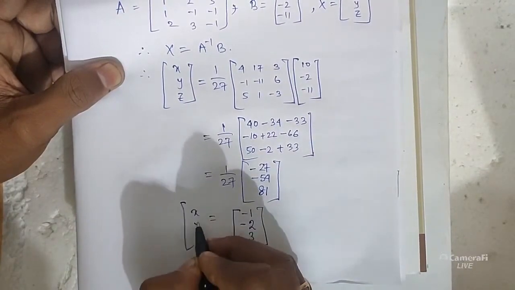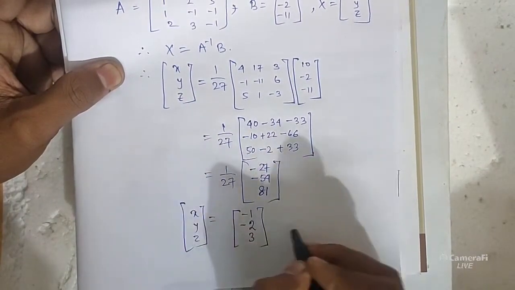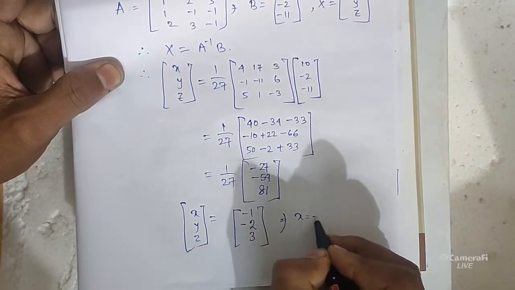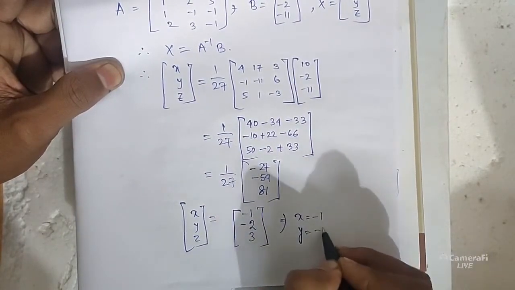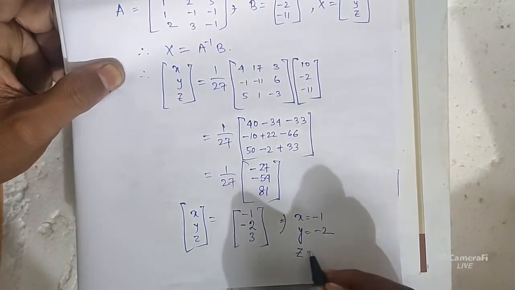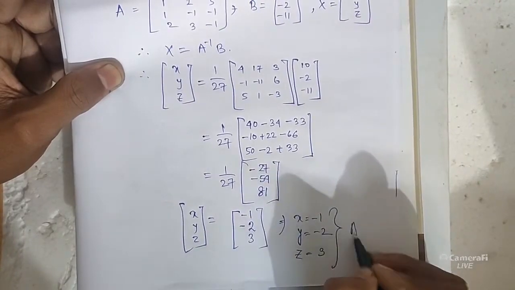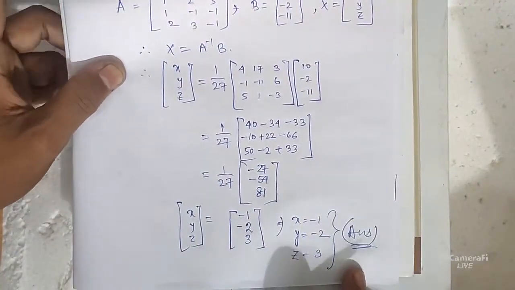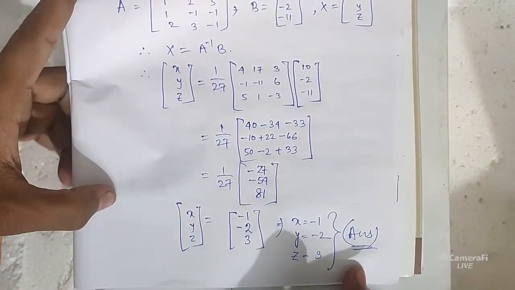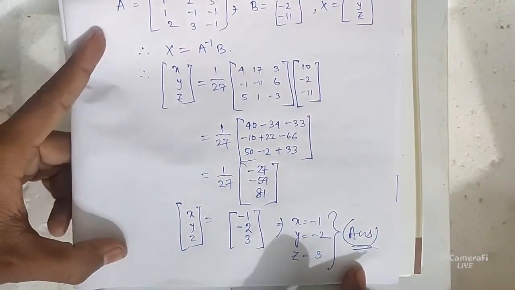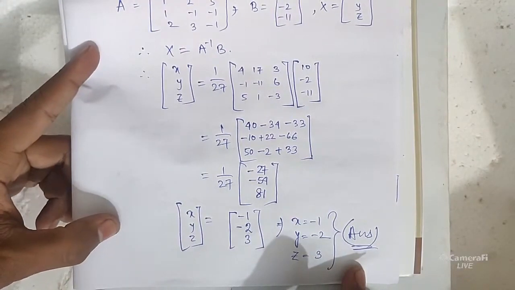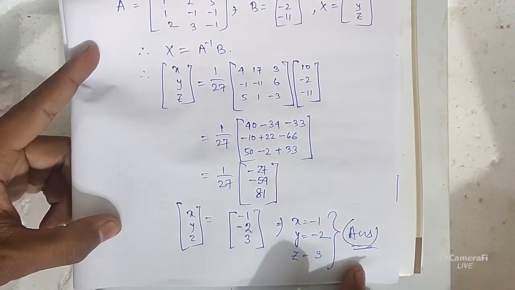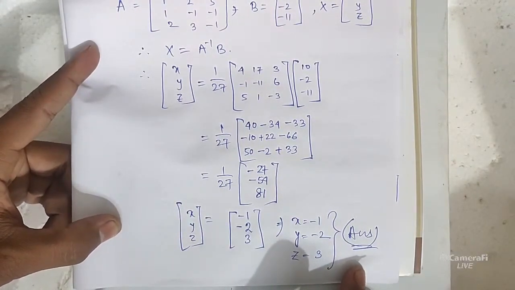That is x, y, z is equal to this, which implies x equals minus 1, y equals minus 2, z equals 3. So this is the answer. Understood, student? In this way we have to solve whenever a matrix is given, and hence you have to solve the system of linear equations.